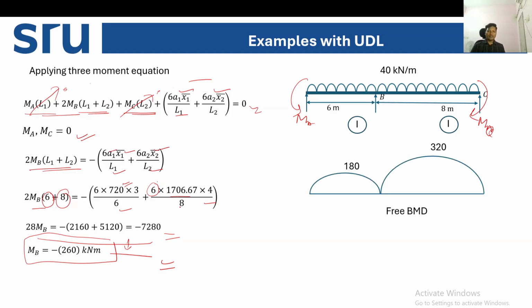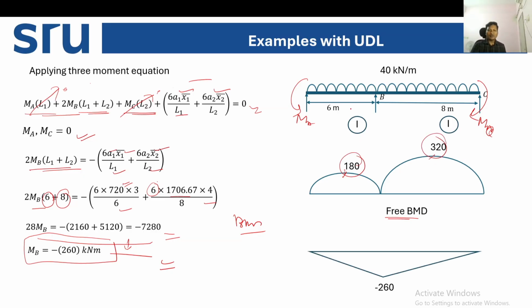Now the bending moment diagram. How to draw the bending moment diagram? First draw the free moment diagram as I told. In the free moment diagram, this value is WL square by 8, that is 180. This is 320. Then we have to superimpose the end moment diagram. What are the end moments we have got? This is 0, this is 0, and at B we got MB, that is minus 260. We can directly write minus 260, or we can write 260 and give a negative sign here.